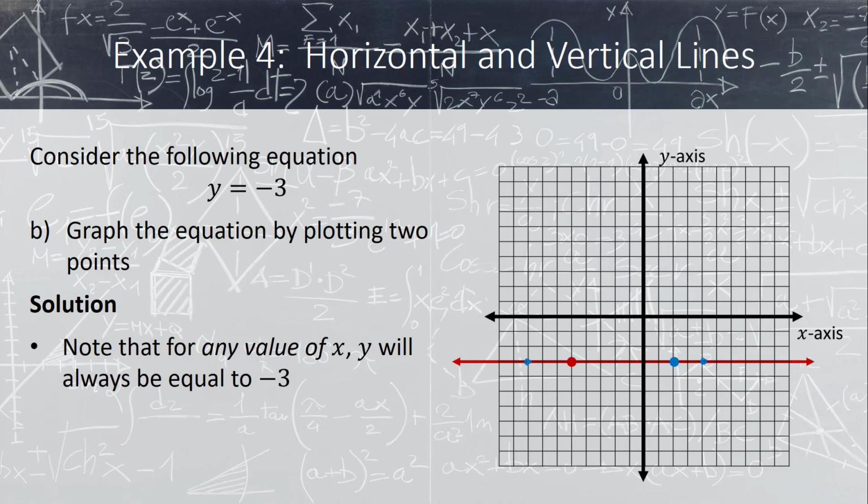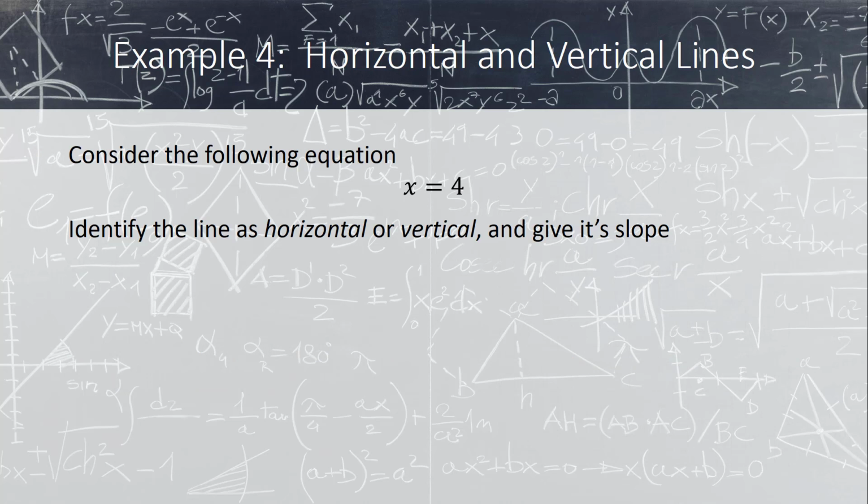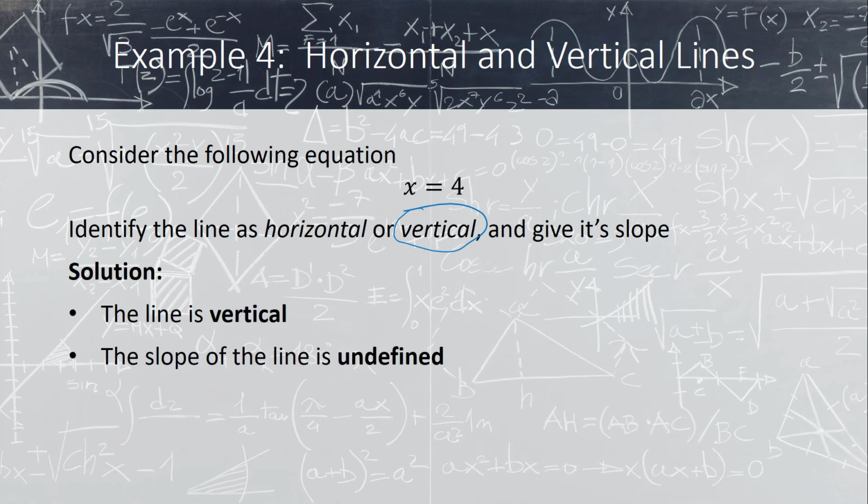Okay, and our next one is going to be, yeah, you guessed it, a vertical line. Here we have x equals 4, and since it's x equals some number, for any value of y, x will always be 4, so we have a vertical line. As a consequence, the slope will be undefined, which is what we have here.